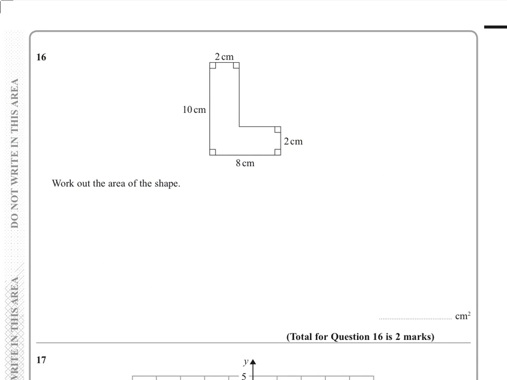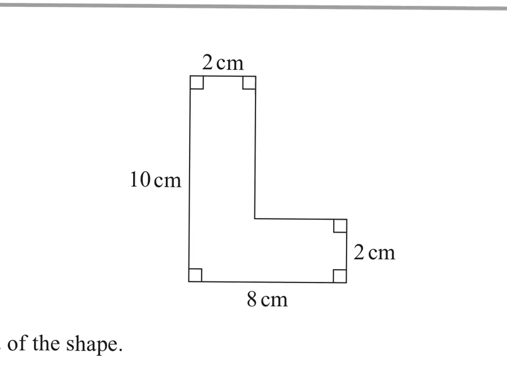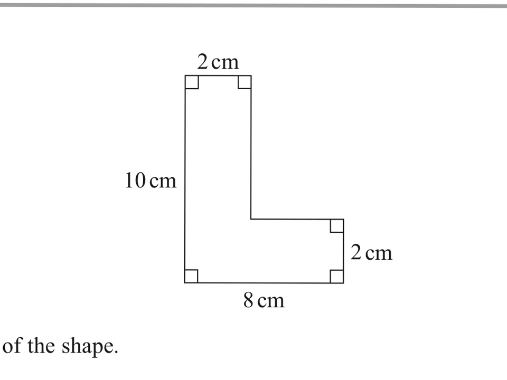Question 16, you've got to work out the area of the shape shown. So I'm just going to zoom in and we're going to try and work out the area of this shape. Well, a few things come to mind. I could split the shape up into 2 parts here, and I can label the lengths. So I know that this stays as 2, but because this was 8 and this is 2, then this must be 6.